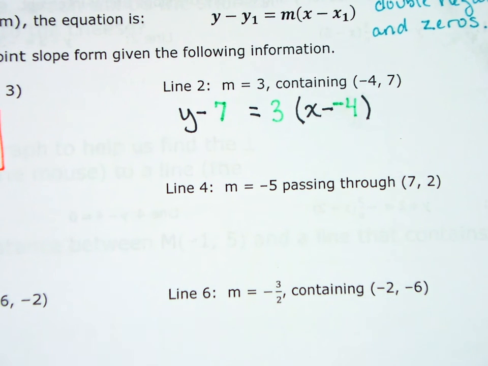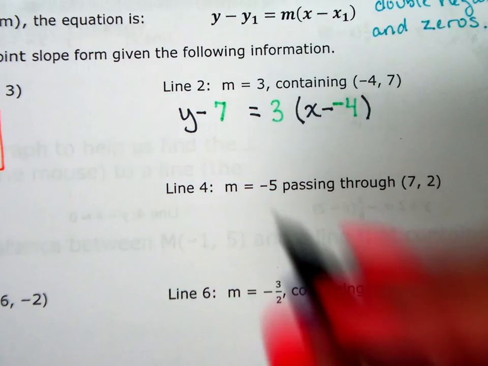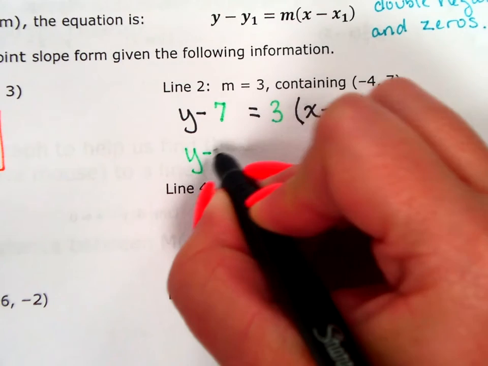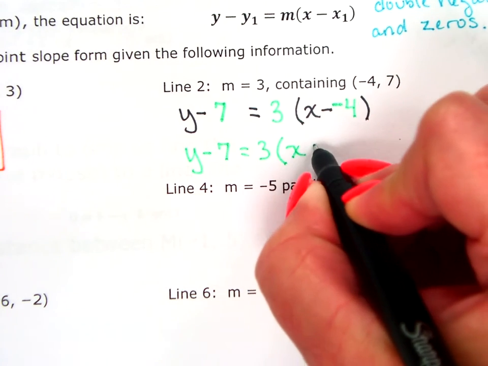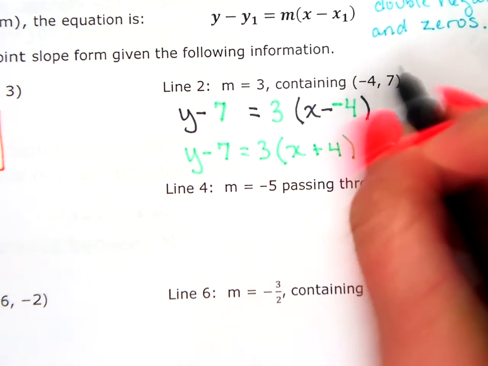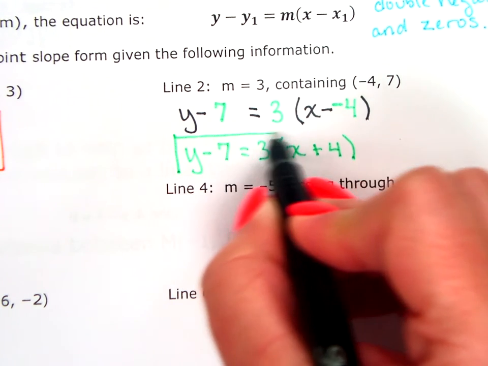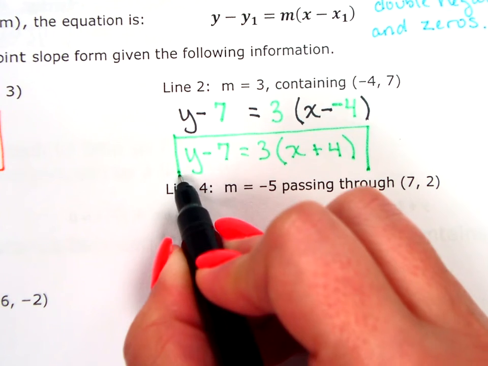So this time, you see how we have the double negatives? Yes. That needs to be simplified. Okay? So I need to write y minus 7 equals 3 parentheses x plus 4. That's it. We're done. Easy peasy.